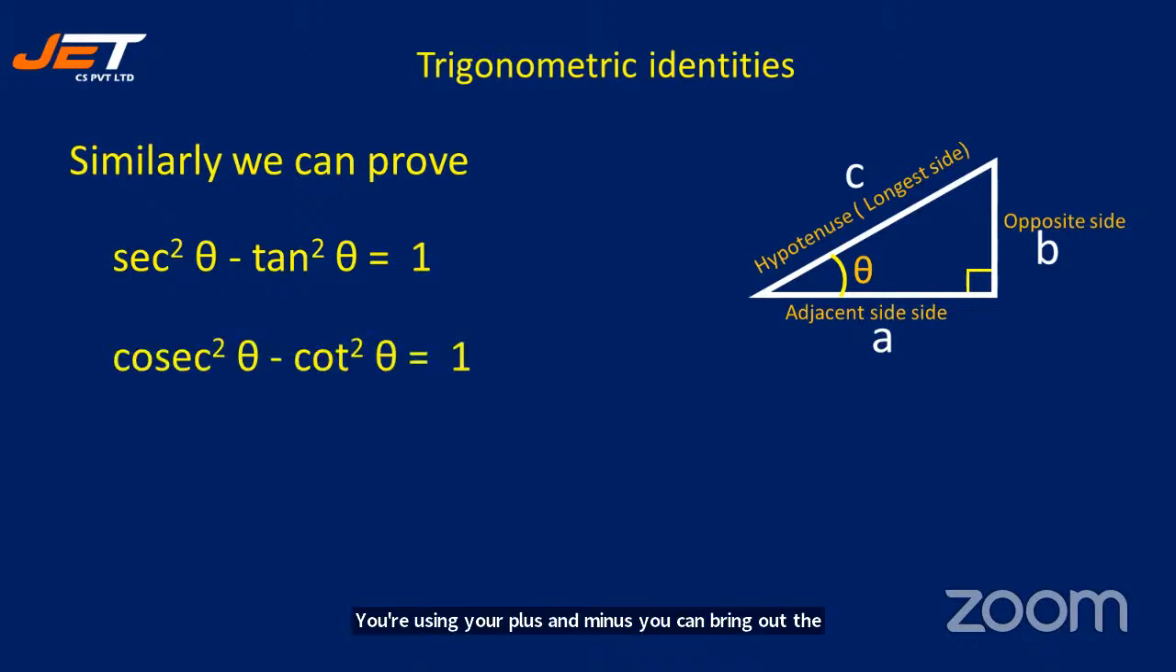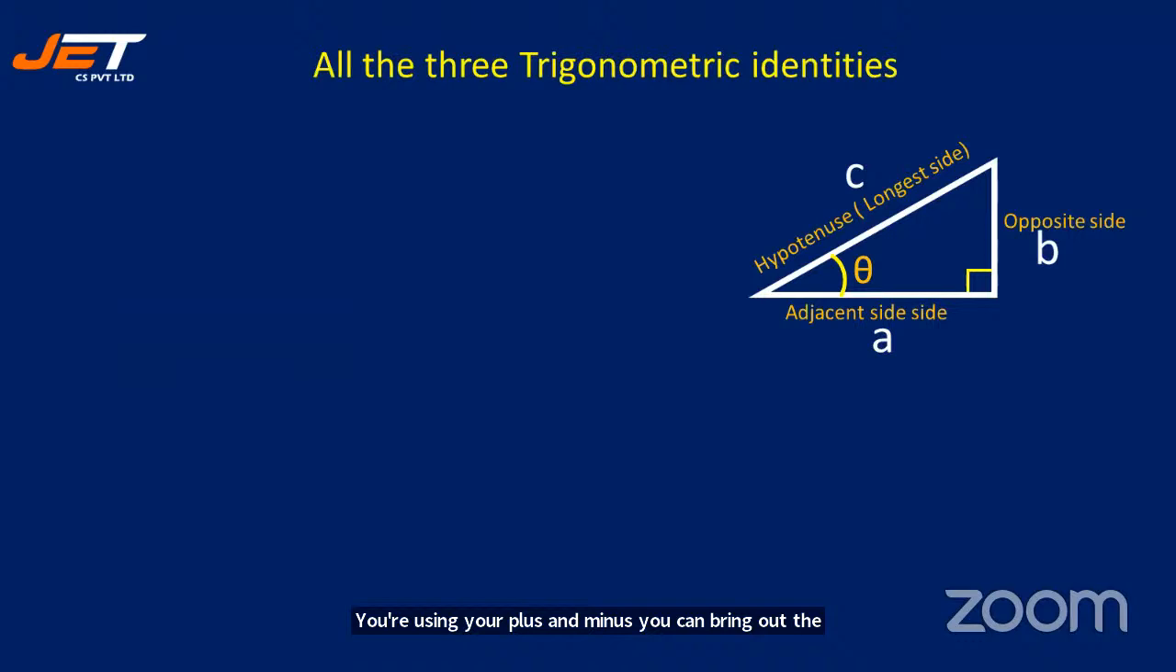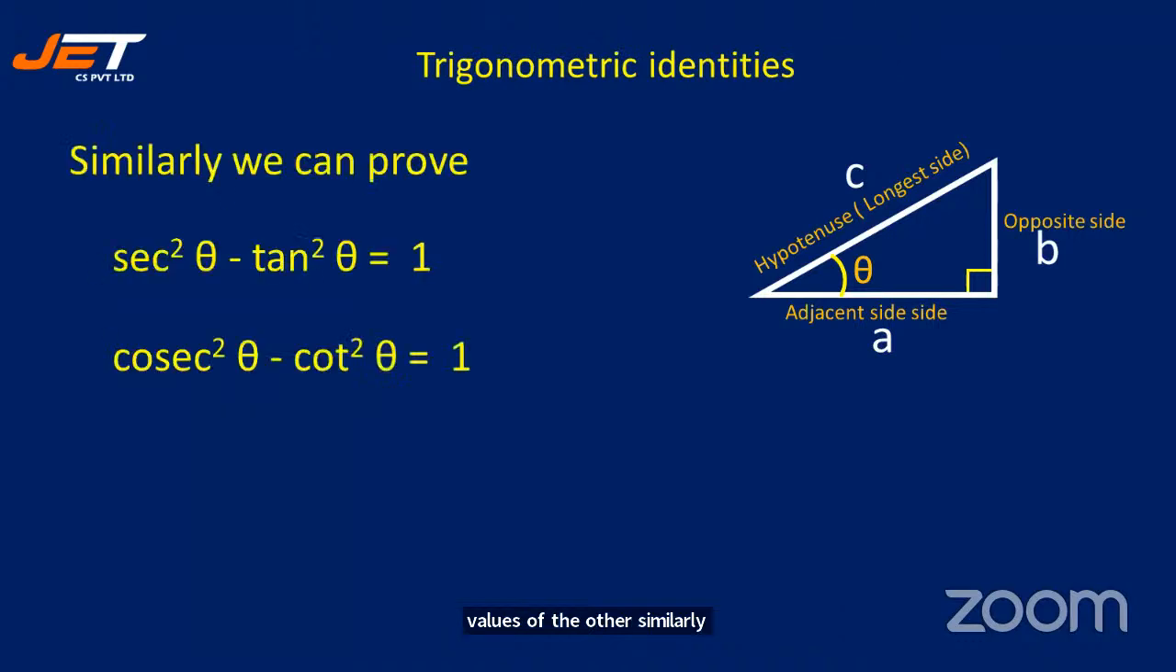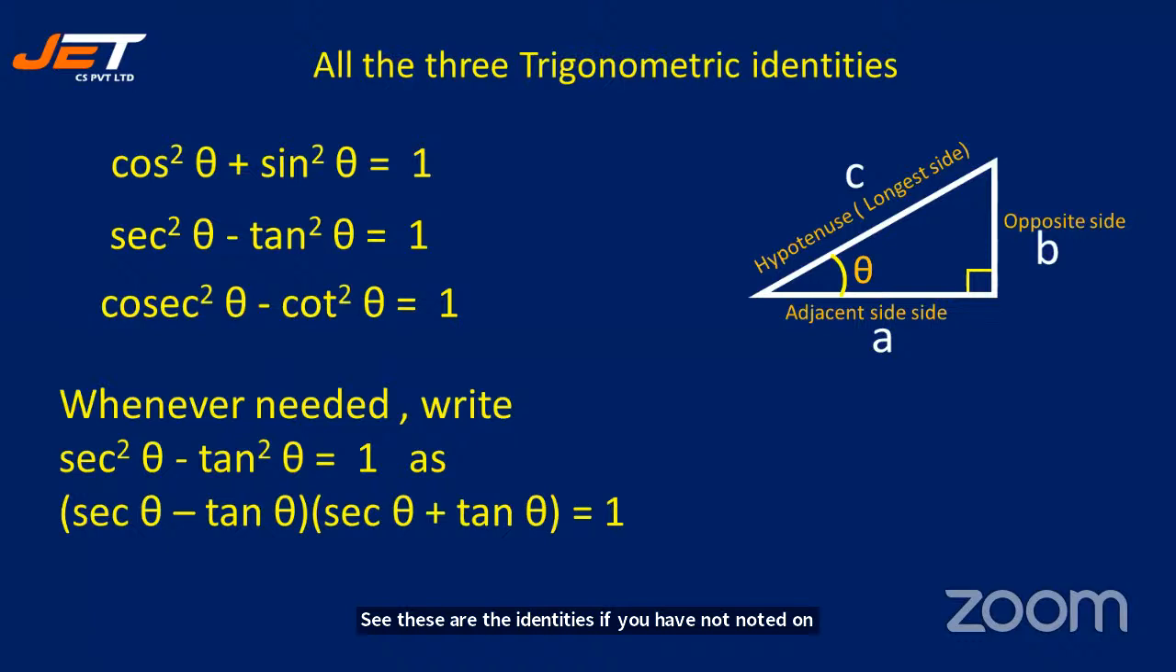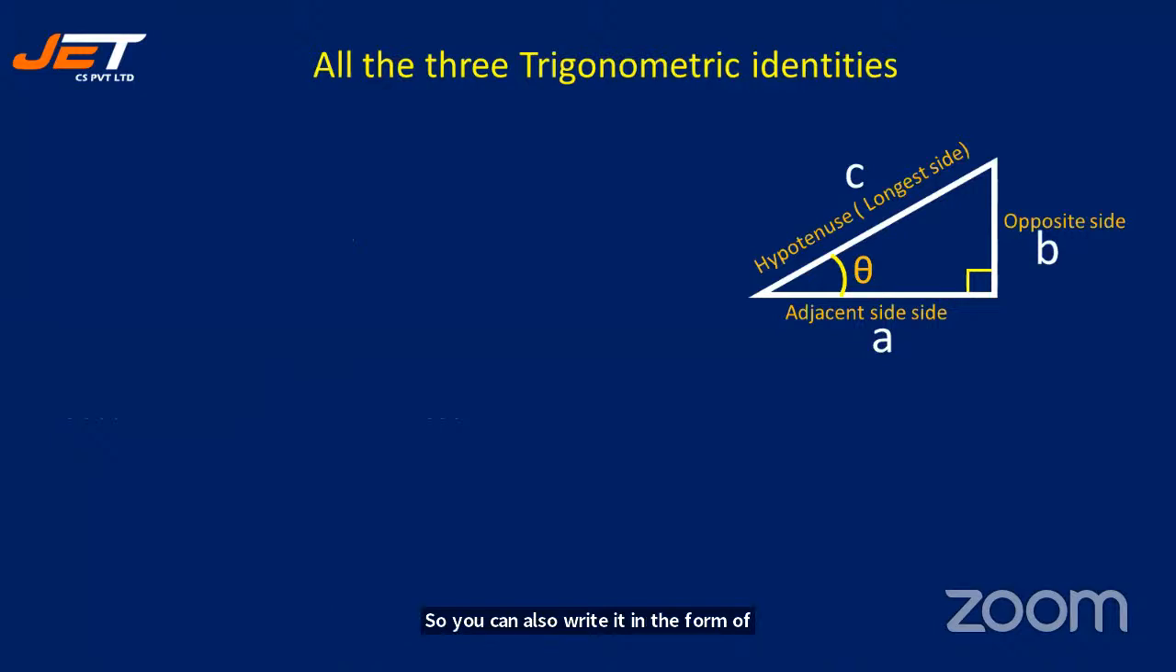Similarly, cosecant square theta minus cot square theta is 1. And if you want cosecant square theta, you can write it as 1 plus cot square theta. All right. See, these are the identities. If you have not noted down, please note it down very fast. So they have told us secant square theta minus tan square theta is 1. So you can also write it in the form of a square minus b square, a plus b times a minus b. Whenever we want, we should be able to interchange.